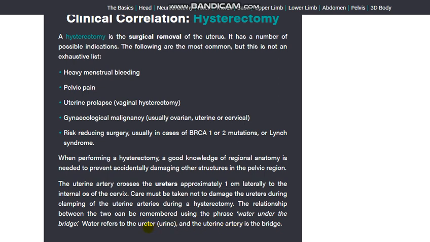Why do we say the ureter is water? Because the ureter has urine inside, so water resembles the urine, but the uterine artery is like a bridge-like structure. Okay.